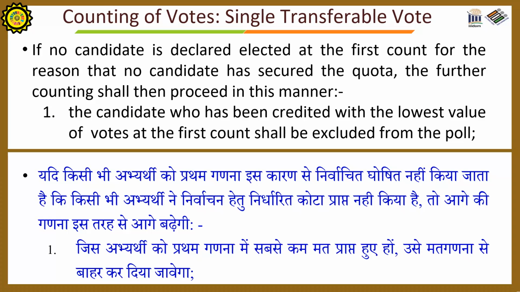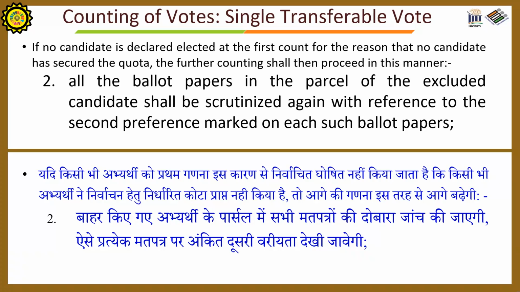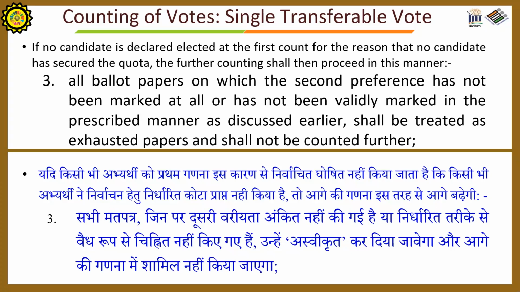If no candidate is declared elected at the first count for the reason that no candidate has secured the quota, the further counting shall then be proceeded in this manner. The candidate who has been credited with the lowest value of votes at the first count shall be excluded from the poll. All the ballot papers in the parcel of the excluded candidate shall be scrutinized again with reference to the second preference marked on each such ballot paper.